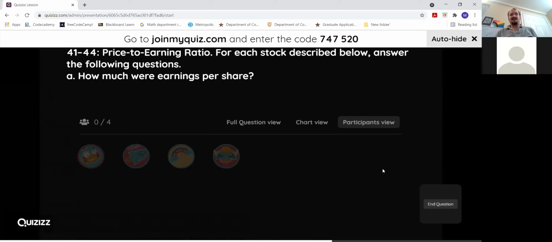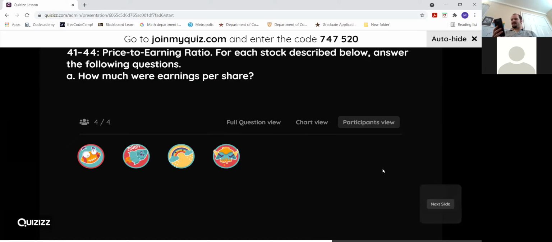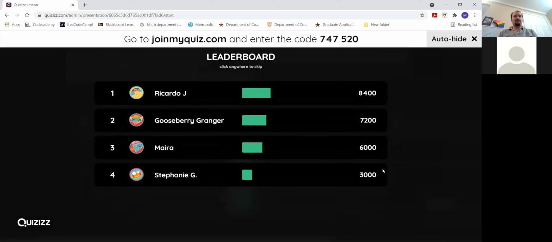Okay, so then the second part of this question says, does the stock seem overpriced, underpriced, or priced about right, if the typical P to E ratios range from 12 to 14? And so hopefully, I think we're at 12.49. That is within the range.